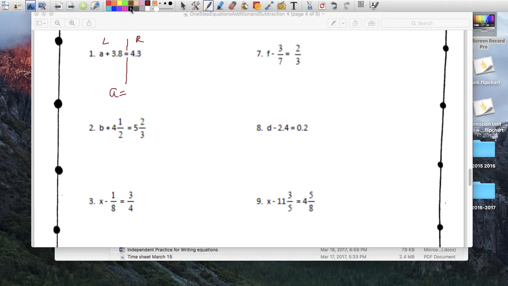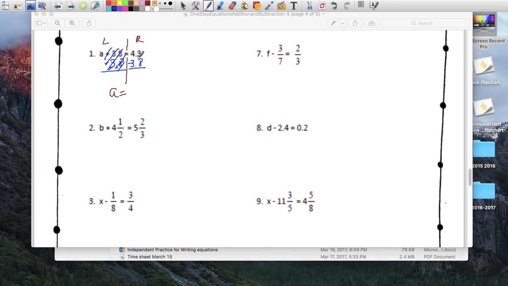So we talked about inverse operations today. So this is a plus 3.8, so I'm going to do a minus 3.8. I'm going to use the inverse operation to get rid of the 3.8. And then on the other side, I'm going to do the same thing. I'm going to subtract 3.8. If I subtract these two, it equals 0, so I can just cross it out and pretend they don't exist anymore. So the only thing that's left over is the a.